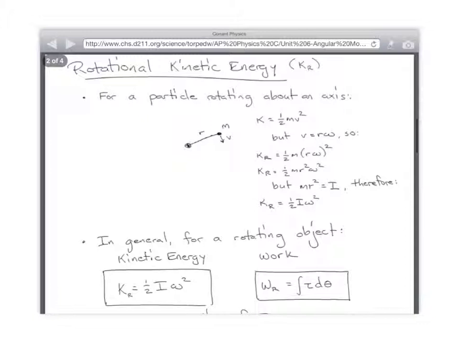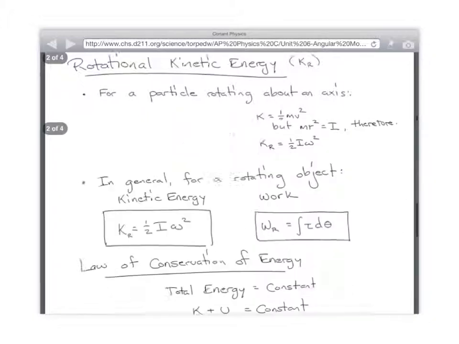The idea behind that is if you twist something through a certain angle, say if you torque something through 90 degrees, you'll be doing half as much work as if you torque something through 180 degrees. Does that make sense? Torque and angle versus force and distance. All right, good.